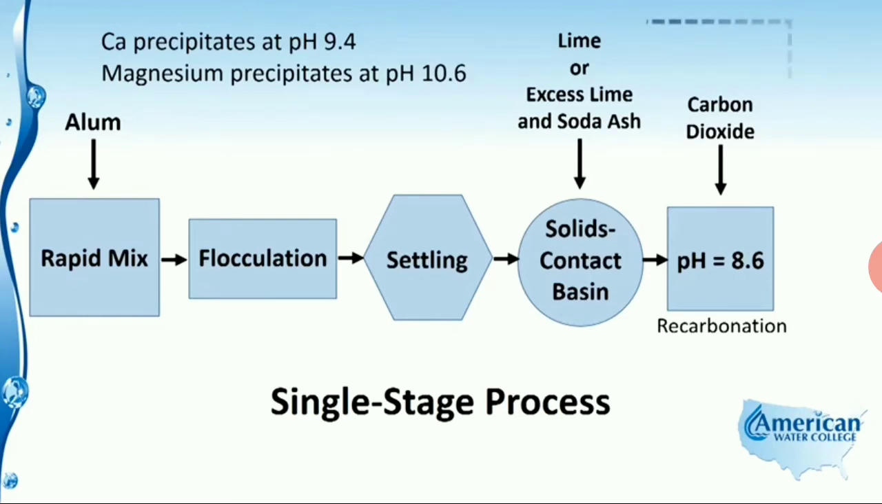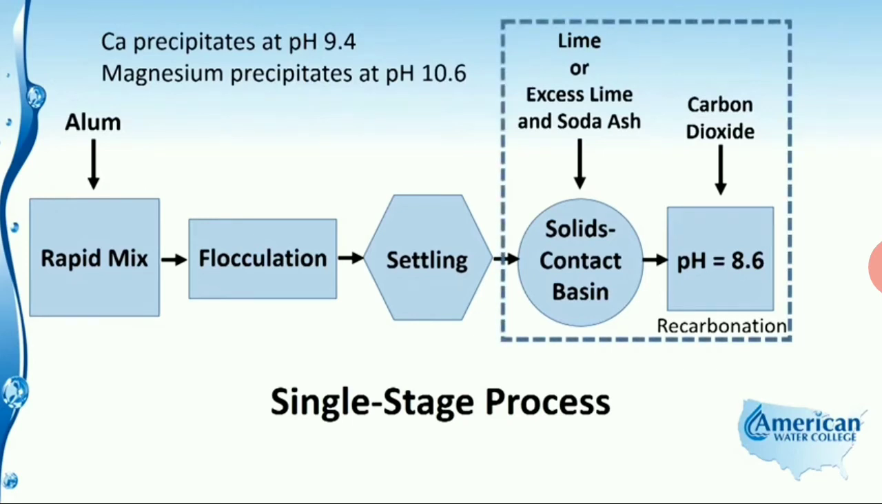So this is what we'd call the single-stage softening process. Once we've recarbonated the water, it then flows off to filters, just like a conventional surface water treatment plant, and then off to be disinfected and into the distribution system. So this is a single-stage process. This is the most commonly used process. Now we're going to take a look at the double-stage process.